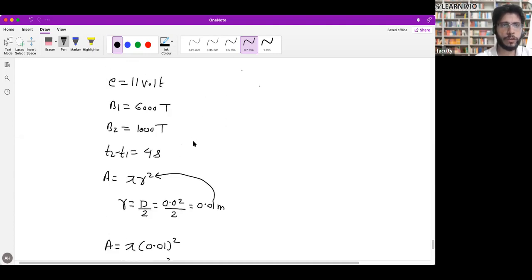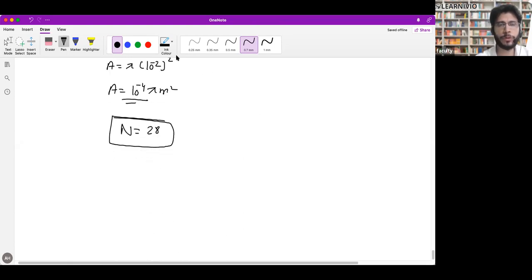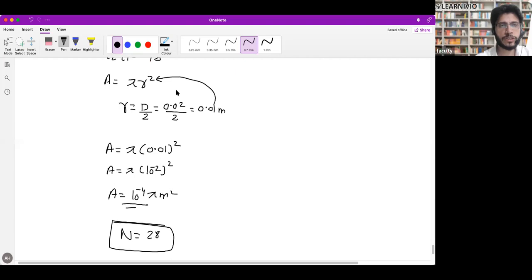So make all these substitutions here and get the value of n. The value of n will come out to be 28. So this Faraday's law is over. Let's stop here. We'll continue this in the next class.